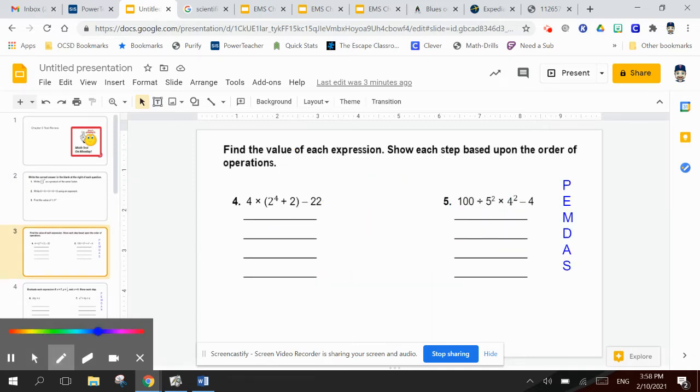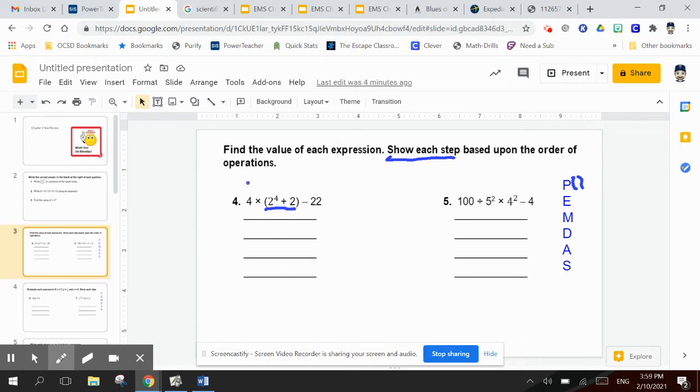Question 4 and 5 says to find the value of each expression. You have to show each step based upon the order of operations, which I have over here on the right-hand side. So number 4 says 4 times the quantity of 2 to the 4th power plus 2 minus 22. When I go to my order of operations, it tells me parentheses first. So I'm going to do everything inside my parentheses first.